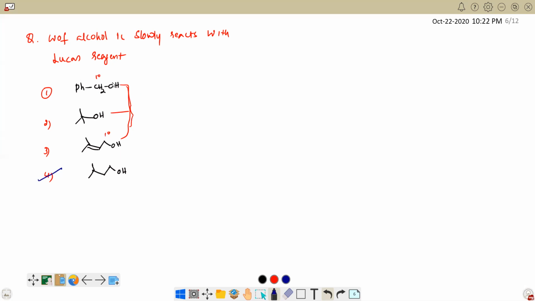So there is a benzyl alcohol. You can write the statement: alcohols which form stable carbocations readily form white turbidity with Lucas reagent.